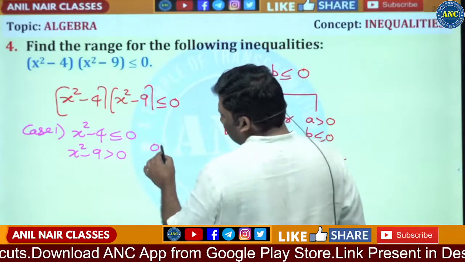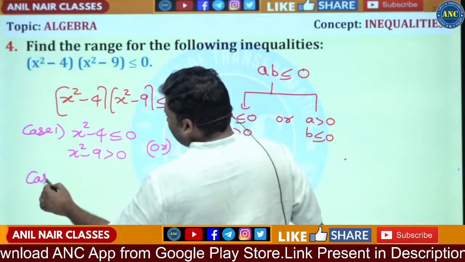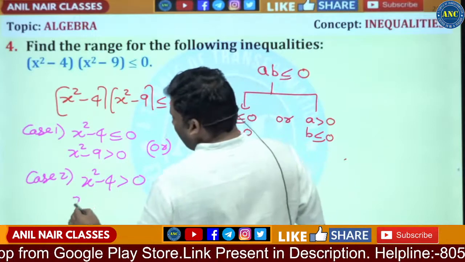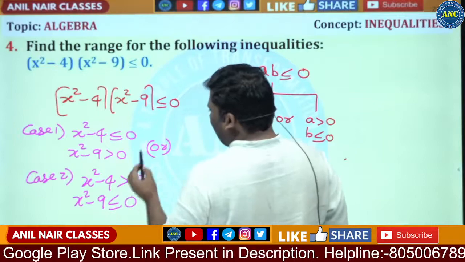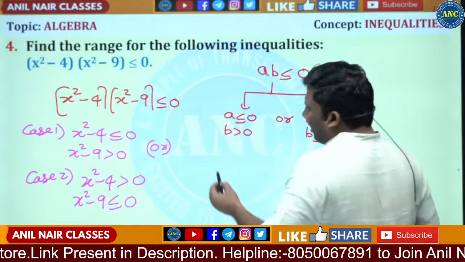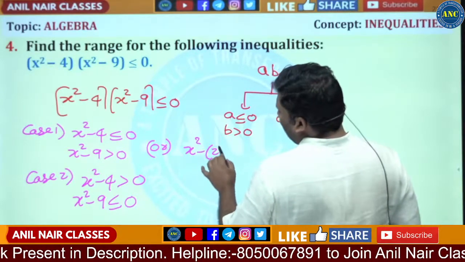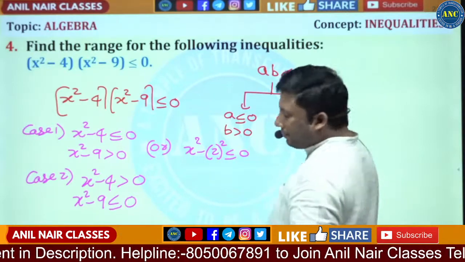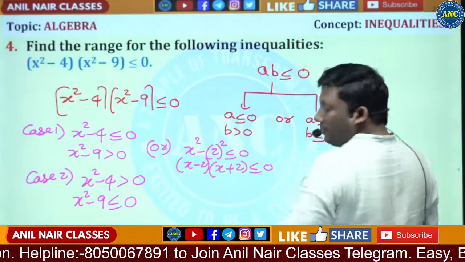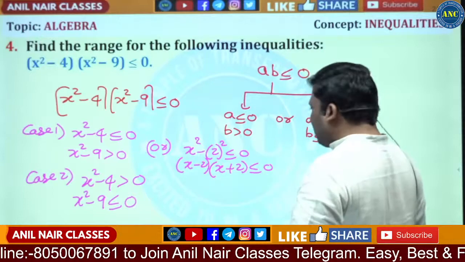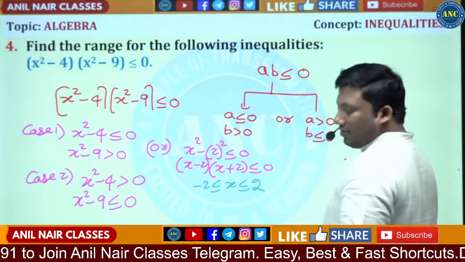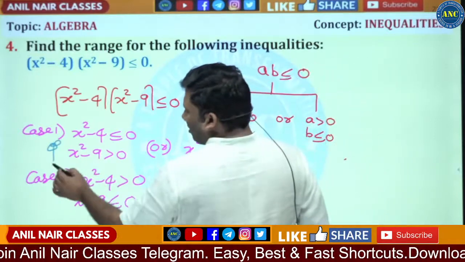Or case number 2: x square minus 4 greater than 0 and x square minus 9 less than or equivalent to 0. Understood, right? So we have to do the cases. First case, x square minus 2 square less than or equivalent to 0. x minus 2, x plus 2 less than or equivalent to 0. If it is less than, it lies between. Minus 2 less than or equivalent to x less than or equivalent to 2. This is an AND condition.